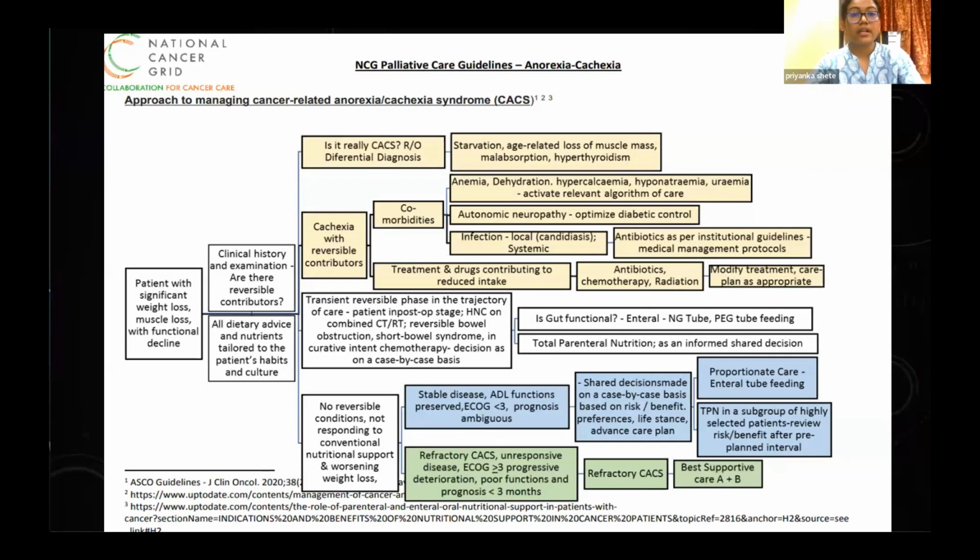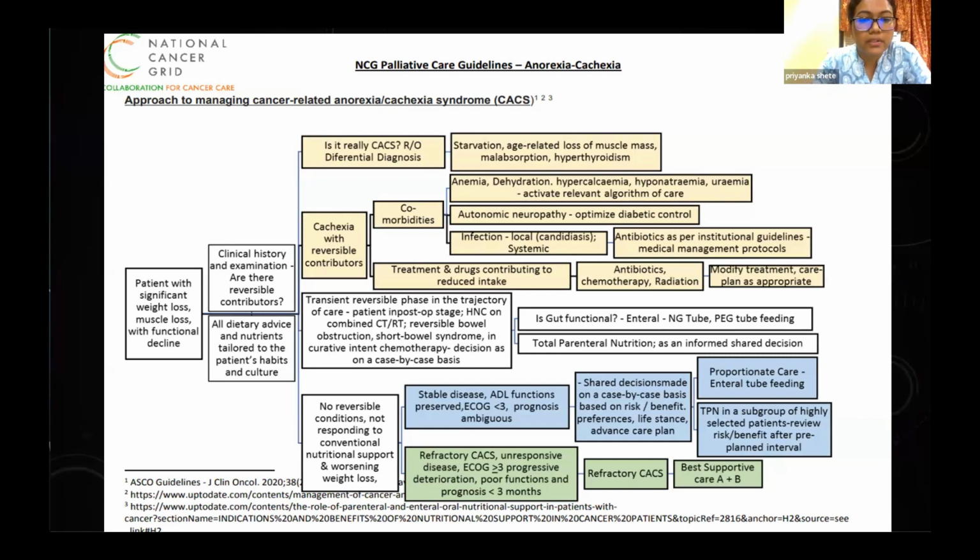Then lastly, we see the NCG palliative care guidelines for anorexia cachexia. In this, we see the approach to managing cancer-related anorexia cachexia syndrome. In a patient with significant weight loss and muscle loss with functional decline, it is important to know the clinical history and examination for reversible contributors. Is it really cachexia? Rule out differential diagnoses like starvation, age-related loss of muscle mass, malabsorption, and hypothyroidism.